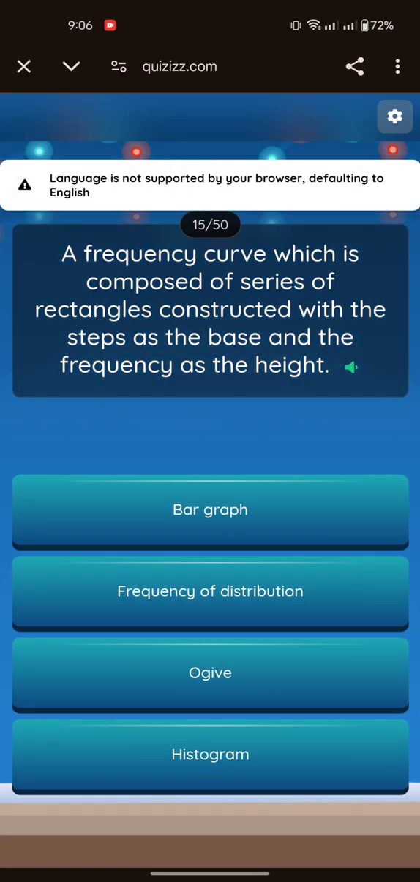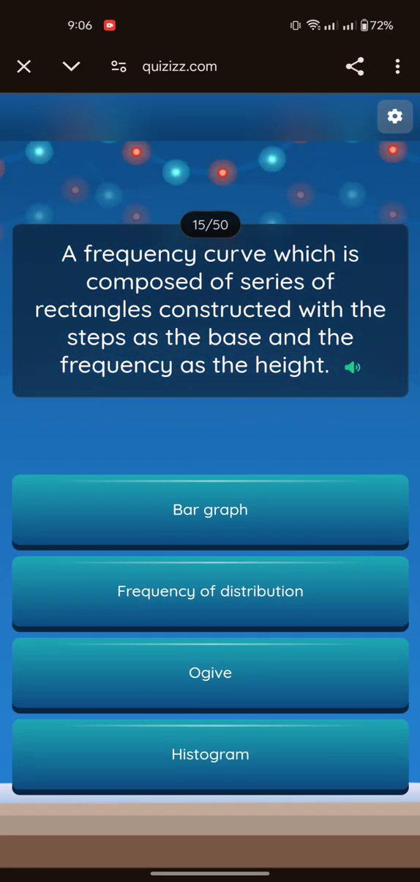Question. A frequency curve which is composed of a series of rectangles constructed with the steps as the base and the frequency as the height. Option 1 bar graph. Option 2 frequency of distribution. Option 3 ogive. Option 4 histogram.